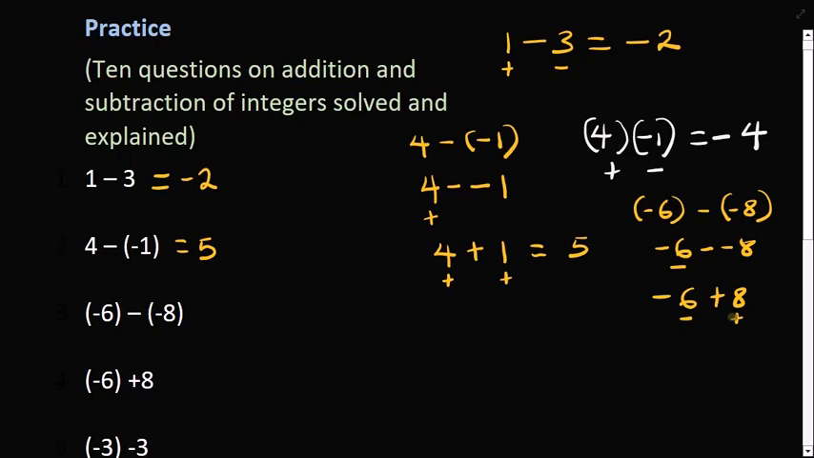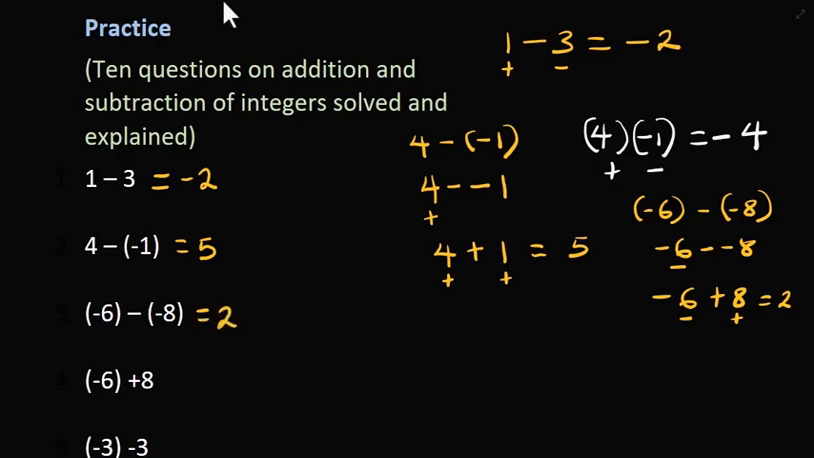The sign of 6 is minus, the sign of 8 is plus. Since they have different signs, we have to subtract, and we always have to subtract using the bigger number. 8 minus 6 is 2, and we'll keep the sign of the bigger number. The bigger number is 8, which is positive, and 2 is the same as positive 2. So here we have 2.